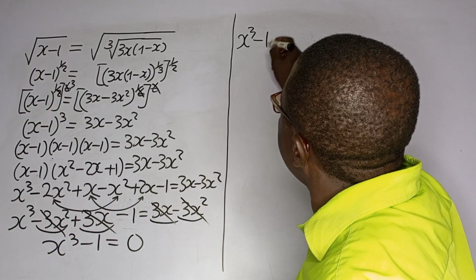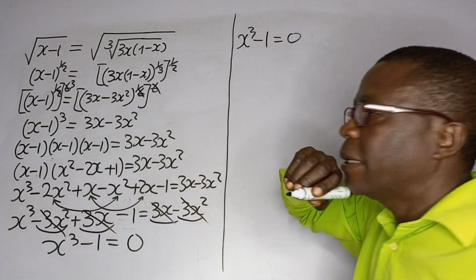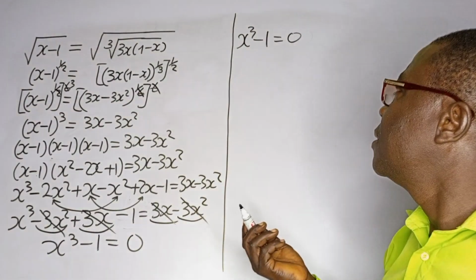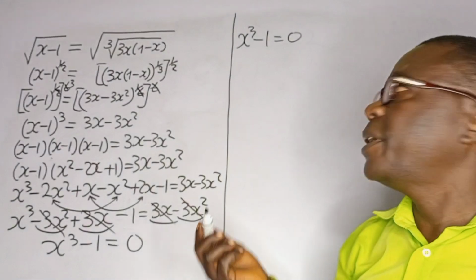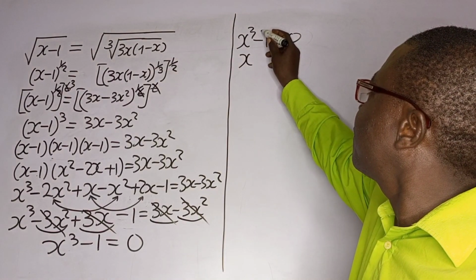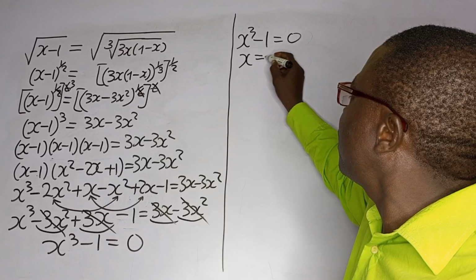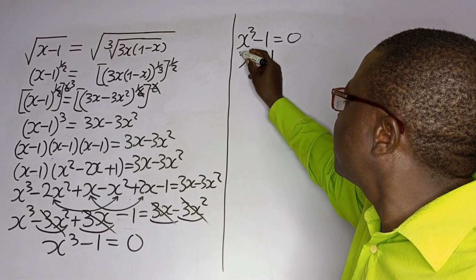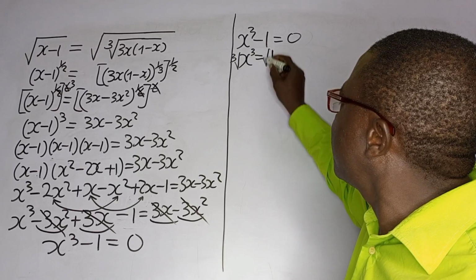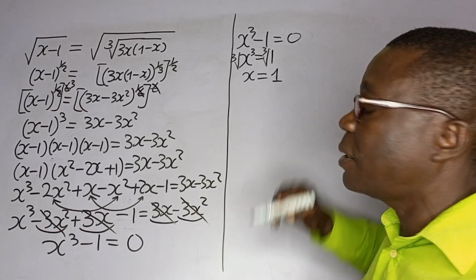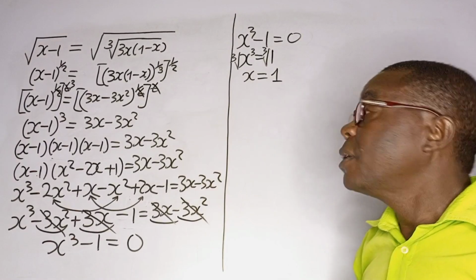x cubed minus 1 equals 0. We'll end up with this cubic polynomial. Again, we should avoid the error where we take the negative 1 from the left hand side to the right hand side to have positive 1, and then take cube roots of both sides to say that we have x equals 1 as our solution.